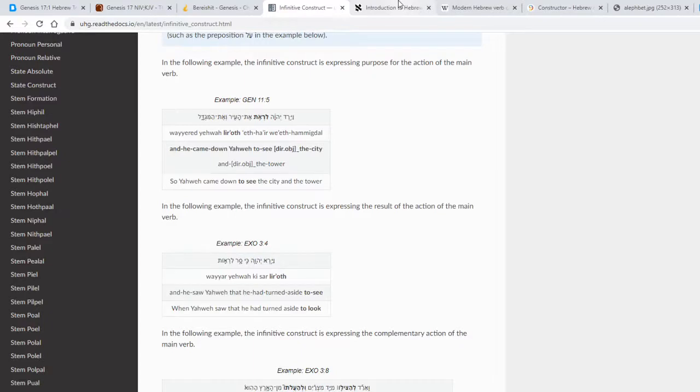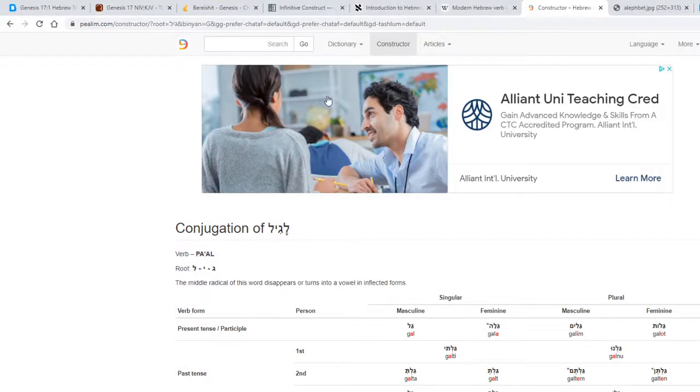These aren't tenses. These are forms, constructions of the Hebrew letter. One website which is really great is this constructor. It's on pe'alim.com, and it's a Hebrew constructor. If you can't find it, just Google Hebrew constructor.